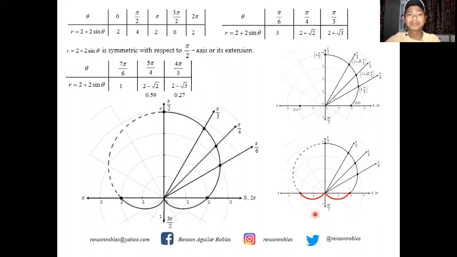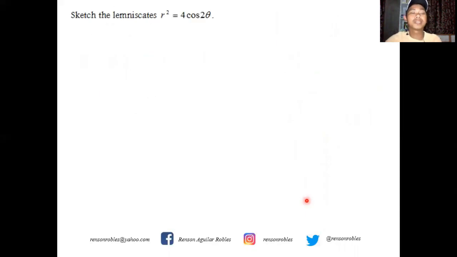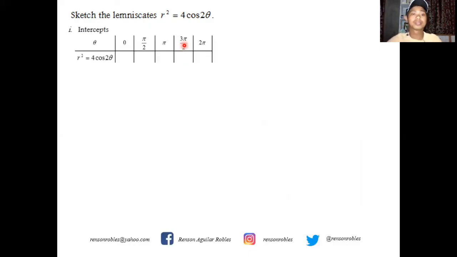Okay. All right, next. We sketch the lemniscate r squared equals 4 cosine 2 theta. Again, for the intercepts, since this is r squared equals 4 cosine 2 theta, and what is represented on our polar coordinate paper are the values of r, we need to look for the r here. So r equals 2 times the square root of cosine 2 theta. So if theta is 0, cosine 2 times 0 is cosine 0, which is 1, the square root of 1 is 1, times 2, you have 2.